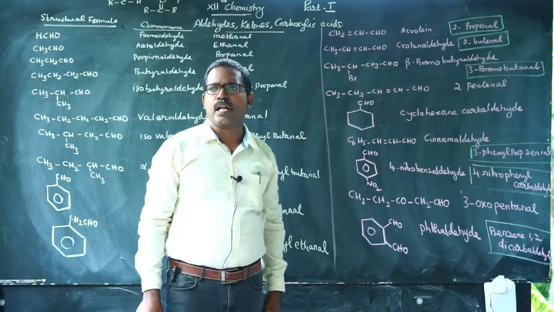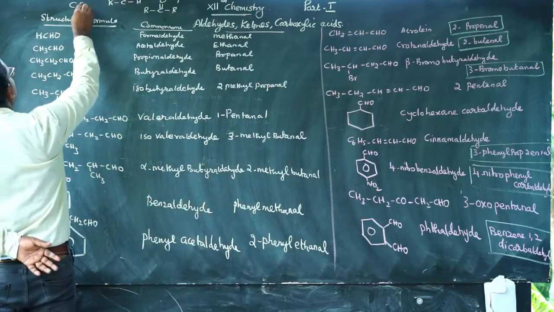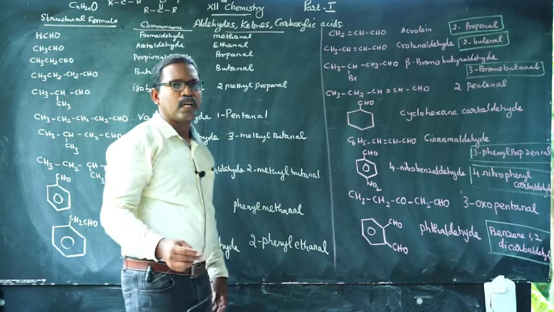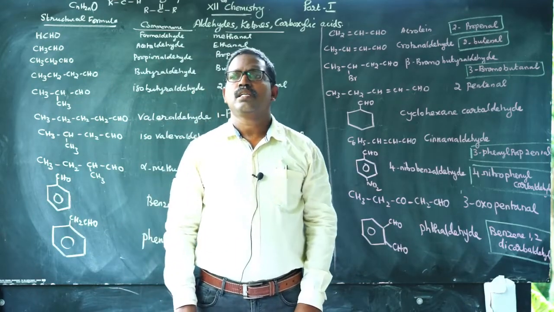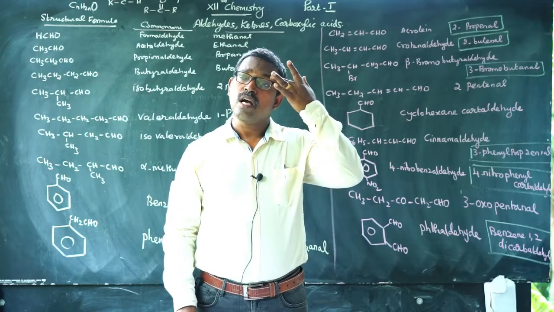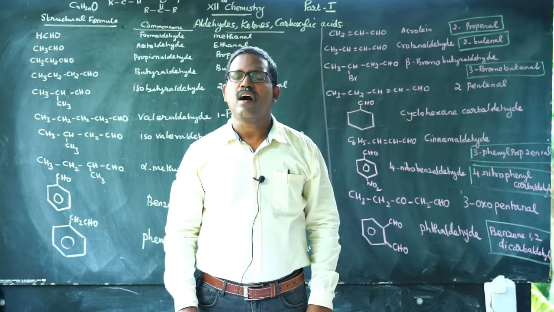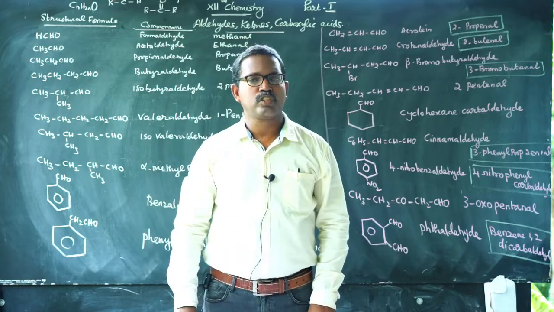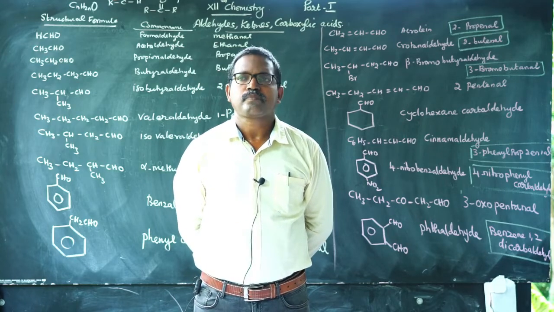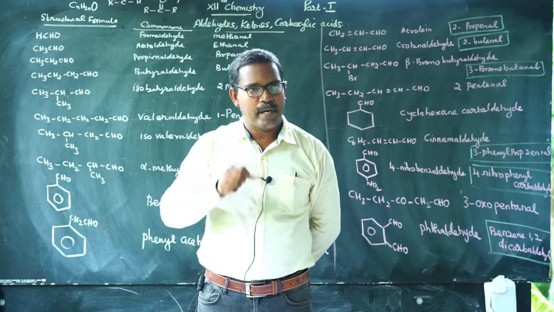So the general molecular formula for aldehydes and ketones is CnH2nO. Aldehydes and ketones show the same general molecular formula CnH2nO. Now we are going to discuss the IUPAC system of nomenclature of aldehydes. You already learned this in class 11 itself. For your refreshment, I repeat all the compounds in a simple manner.